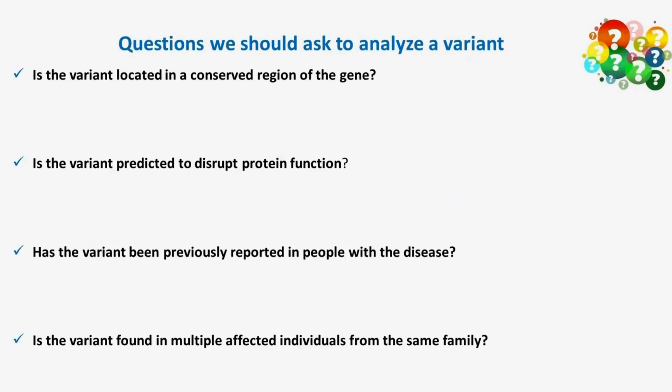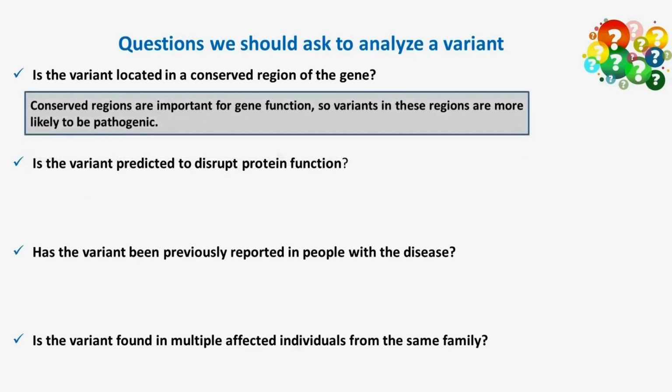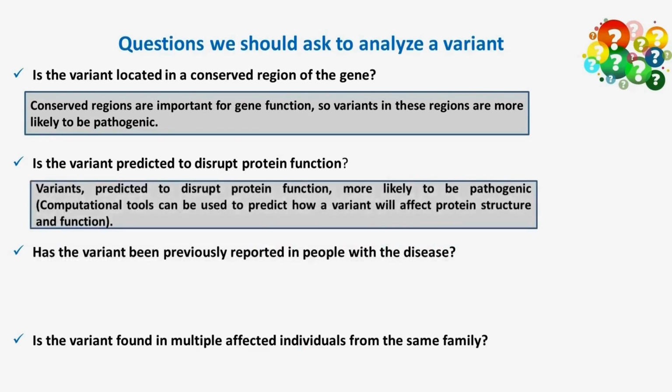So now we will discuss some points or questions that will help in correct interpretation of a variant, and it will make the interpretation easier. First, we should know before the interpretation whether the variant is located in a conserved region of the gene. If yes, then it is more likely to be pathogenic because variants in these regions are more likely to be pathogenic. Second, is the variant predicted to disrupt protein function? Variants which are predicted to disrupt protein function are more likely to be pathogenic.